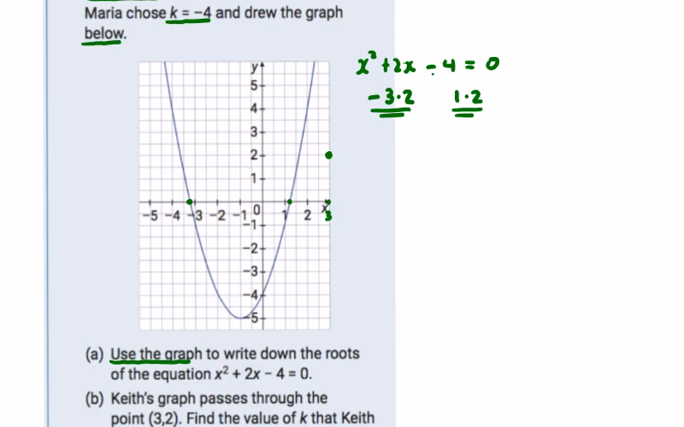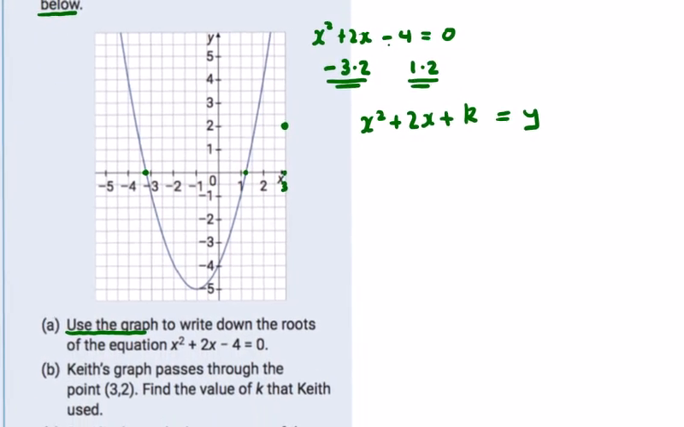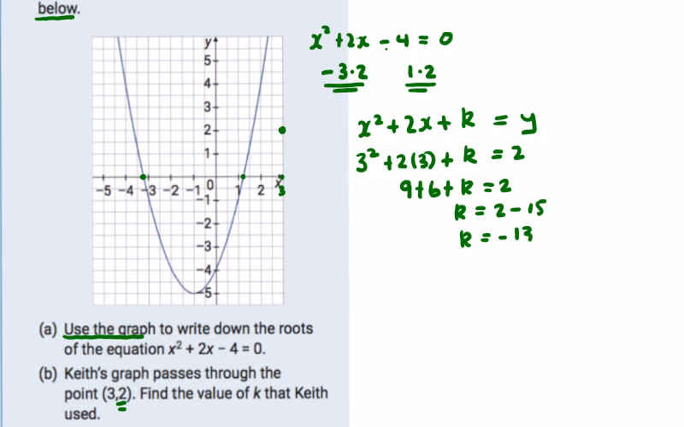So our expression x squared plus 2x plus k is equal to y. So we have Keith's point 3,2. So let's put 3 in. 3 squared plus 2 by 3 plus k. And on Keith's graph, when you put 3 in, 2 is the output. So we're going to get 9 plus 6 plus k is equal to 2. So k will be equal to 2 minus 15. k will be equal to minus 13.